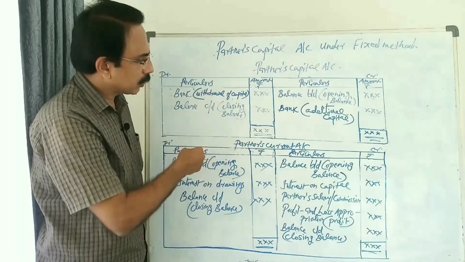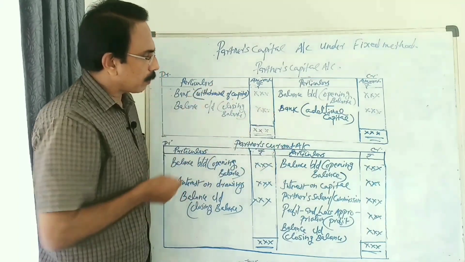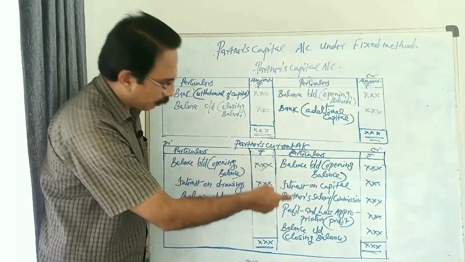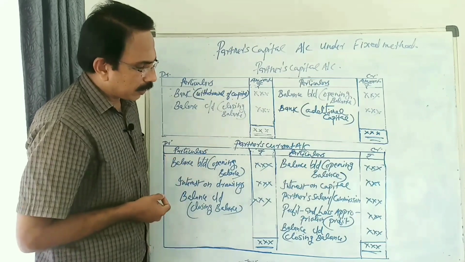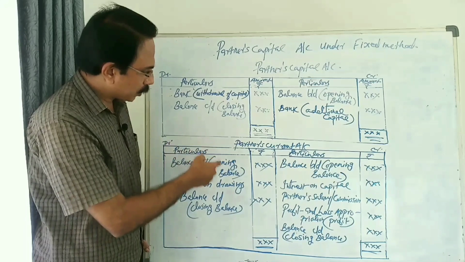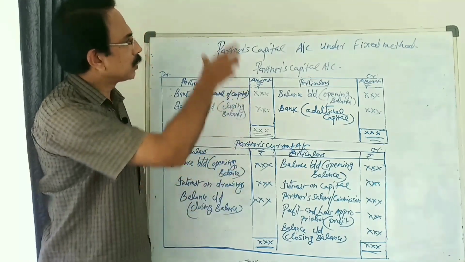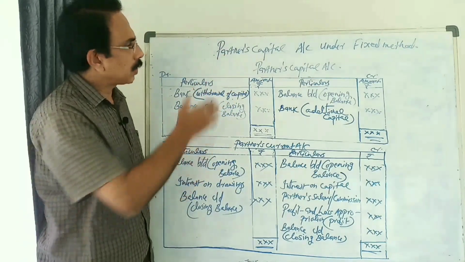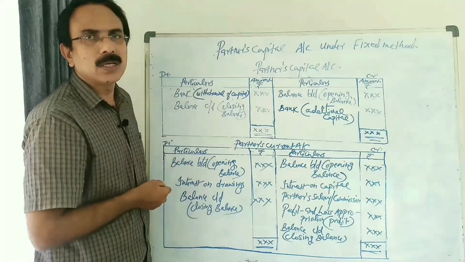The second account is known as partner's current account. On the credit side, balance brought down, opening balance of current account. Second one, interest on capital. Third one, partner's salary or commission. Fourth one, profit and loss appropriation account if profit. And last one, balance carried on. That is closing balance of current accounts. On the debit side, balance brought down, opening balance of current account. Interest on drawings, balance carried on. That is closing balance. These are the specimen form of partner's capital account under fixed method. There are two accounts prepared. That is first one, partner's capital account, and then second one, partner's current account.